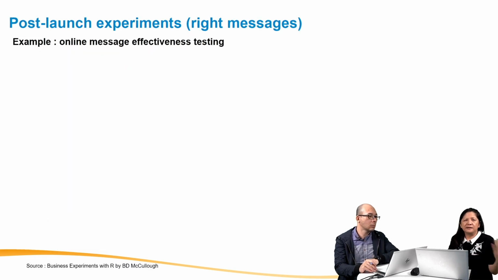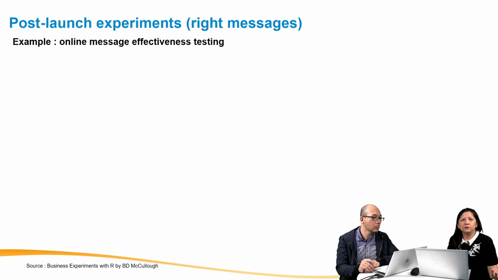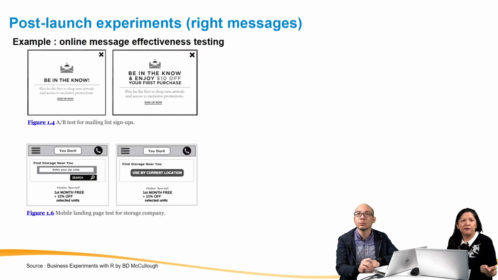Okay, so that is on targeting, using experiments to target the right customers. How about the right messages? We can also use experiments in the online space to test message effectiveness. For example, version A and version B. On the top, you can see with and without, for example, an incentive, such as enjoy $10 off your first purchase. Which one will be more effective? On the top left-hand corner, is the version on the left or the version on the right more attractive to the customers?